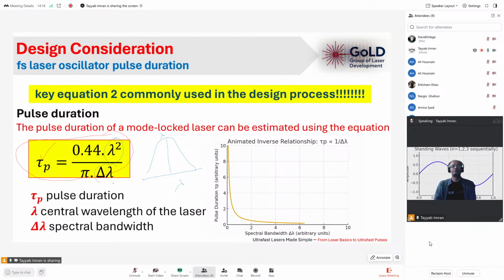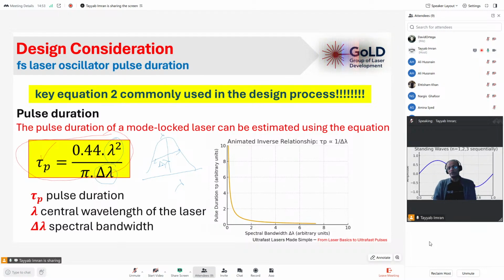And this lambda, bandwidth here. Okay. So spectral bandwidth. What you will calculate here is the pulse duration. What wavelength do we have, or what wavelength do we want? According to that, you can easily calculate the pulse duration.